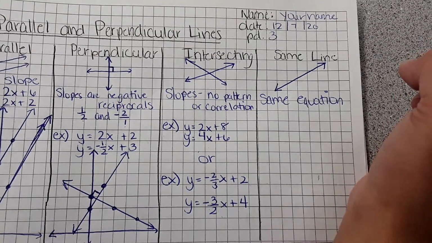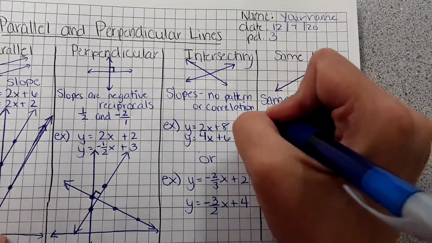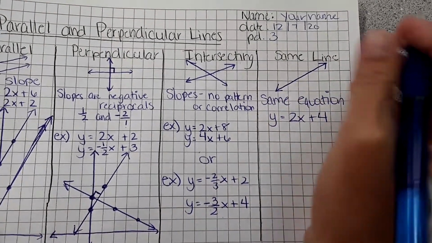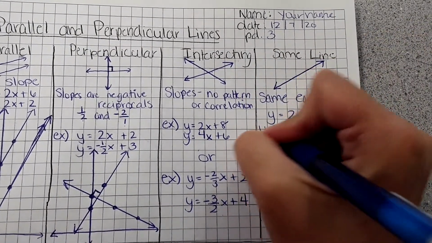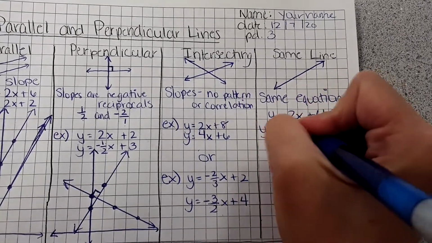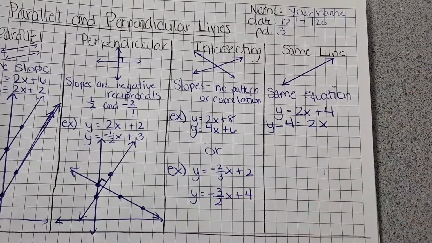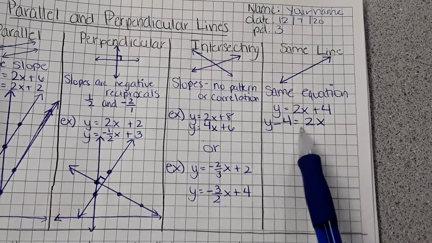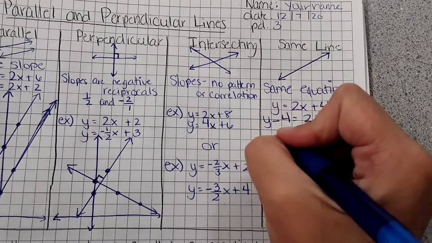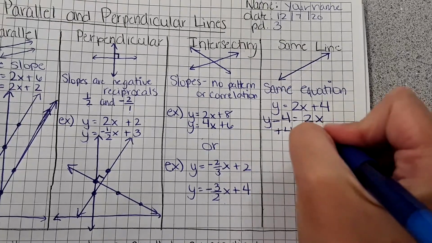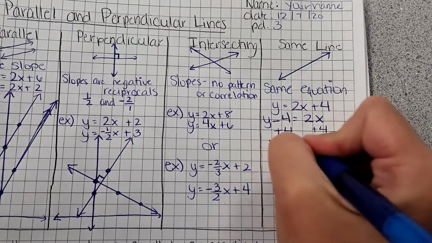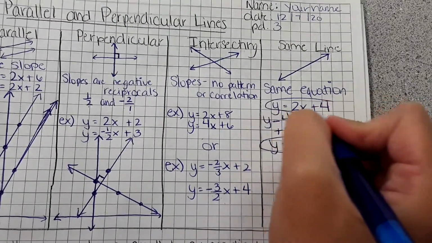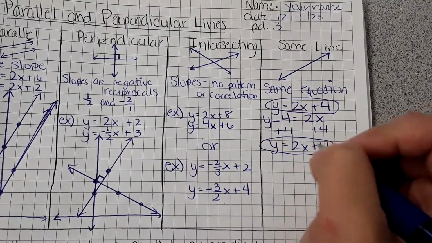For example, they'll give you two equations. One will be y equals 2x plus 4. And then the second equation will look like this: y minus 4 equals 2x. And so you look at it, you're looking for the slope, and it just doesn't line up. But if you change this into y-intercept form by adding 4 to both sides, you notice that this equation and this equation are the exact same thing. It would graph the exact same line.